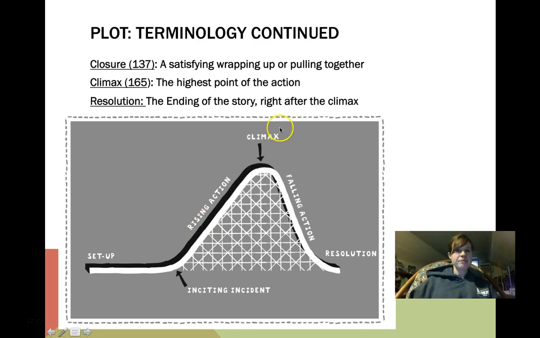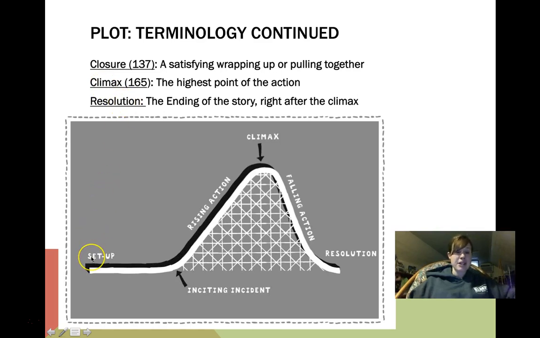Now, plot terminology on page 137. And then 165, I know there's a lot of stories in here, so we jump around. We have what's called closure, which is the wrapping up or pulling together of the story. And closure I often compare to resolution, which is the ending of the story. And then there's the climax, which is the highest point of the action.